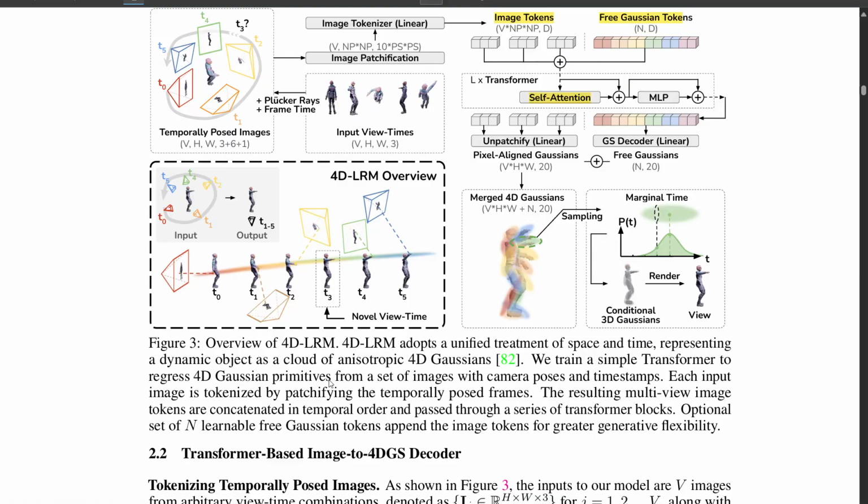Smart way to boost the data set size. And how did they test it? For evaluation, they used a standard benchmark called the Consistent4D dataset and also a challenging holdout test set they made from their Objaverse 4D data. And they were careful about data leakage, making sure test objects weren't seen during training.